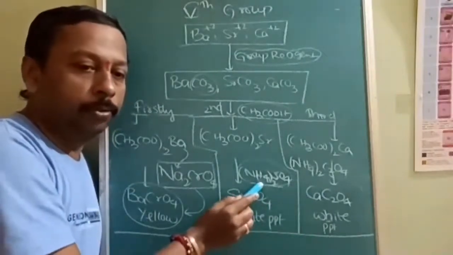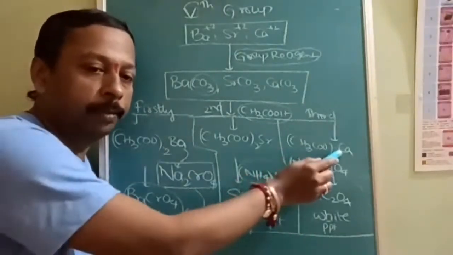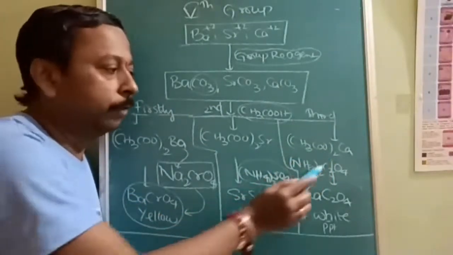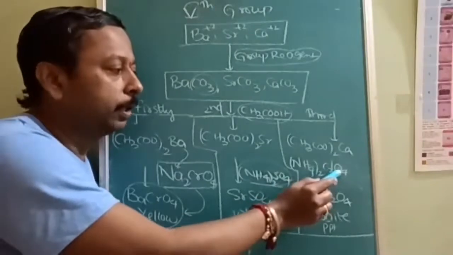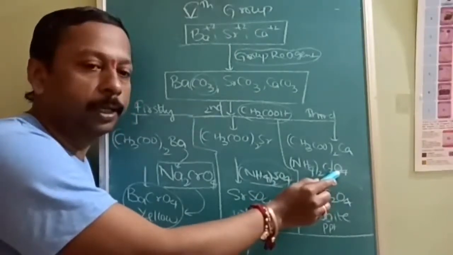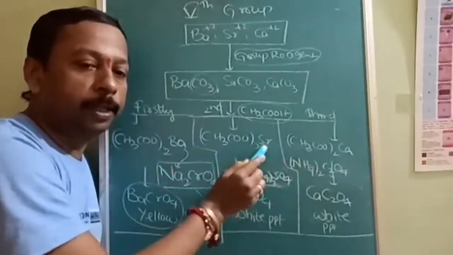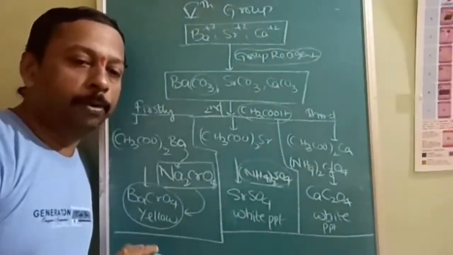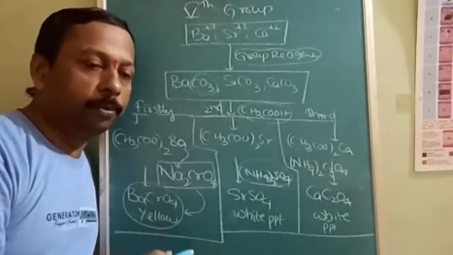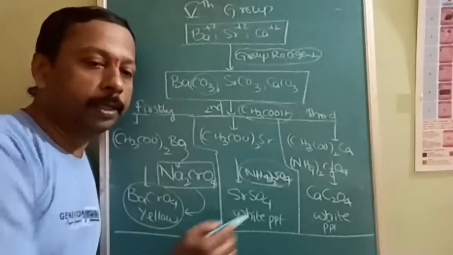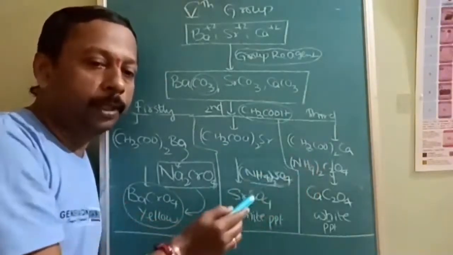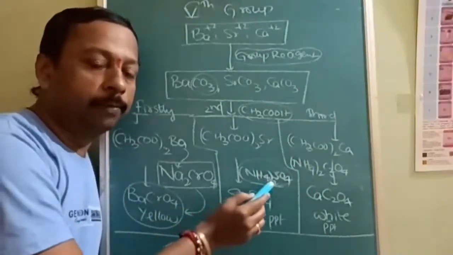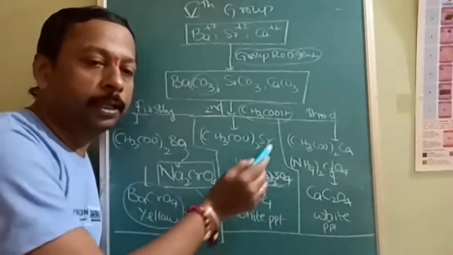If we use ammonium sulfate and calcium is present, we will not get white PPT. If we use ammonium oxalate and strontium is present, white PPT will not come. If white PPT is produced in presence of ammonium oxalate, then it is calcium. If the same white PPT is produced in presence of ammonium sulfate, then it is strontium.